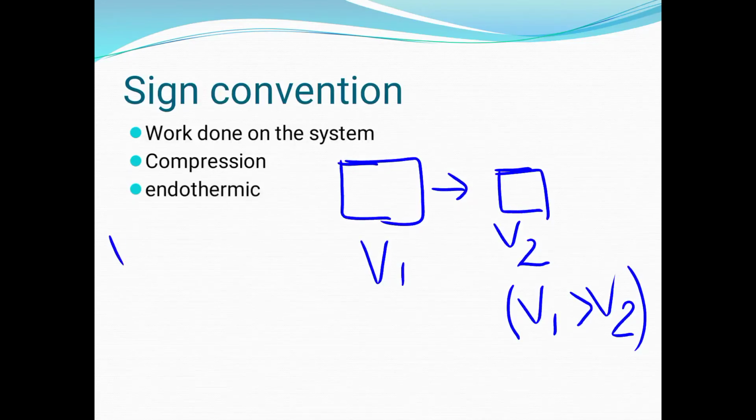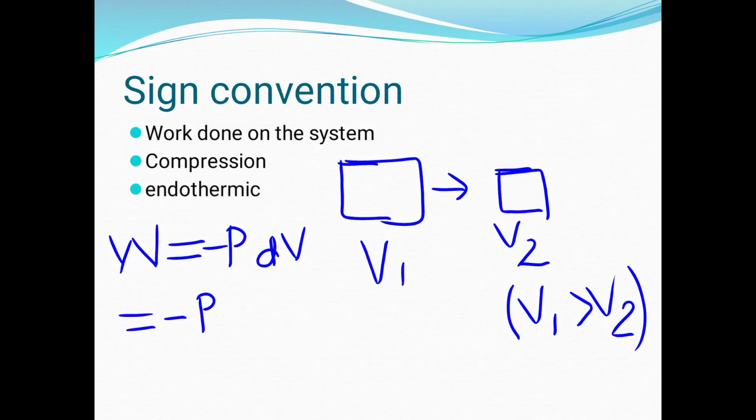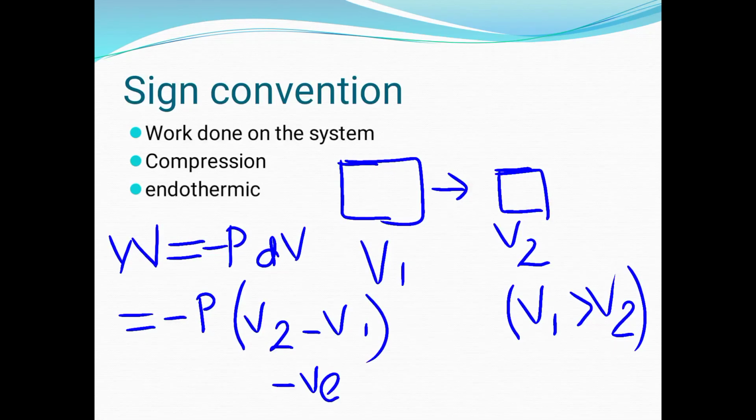Now when we try to find the work done, W is equal to minus of PdV. What we get is negative P. What is delta V? As usual, V2 minus V1 only we do. But here V1 is more. So this V2 minus V1 will be negative, and this P is also negative. So when you solve this, you get work which is positive. That means endothermic, and you see compression because someone is doing work on you, someone is forcing you to do the work. You are not doing it on your own.